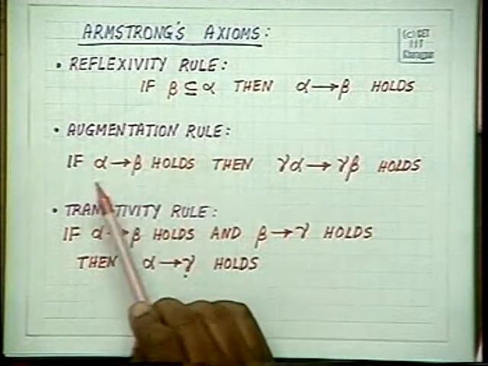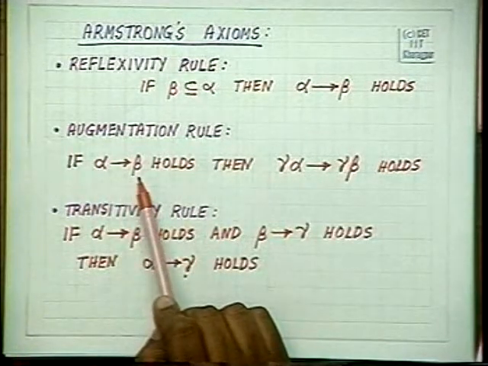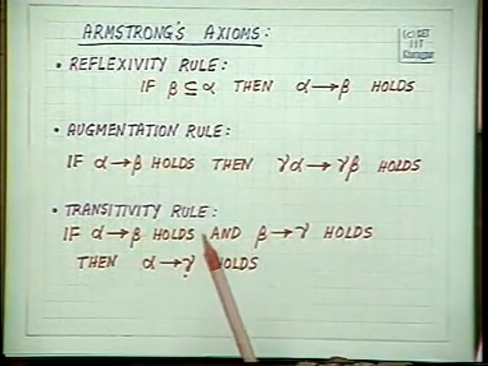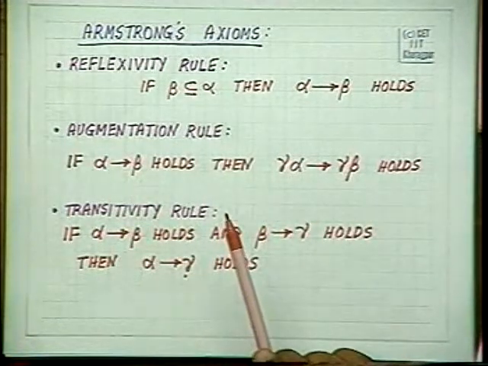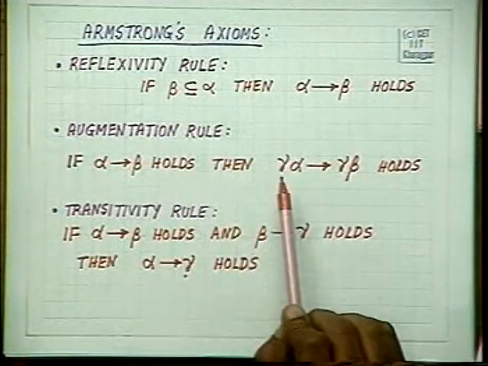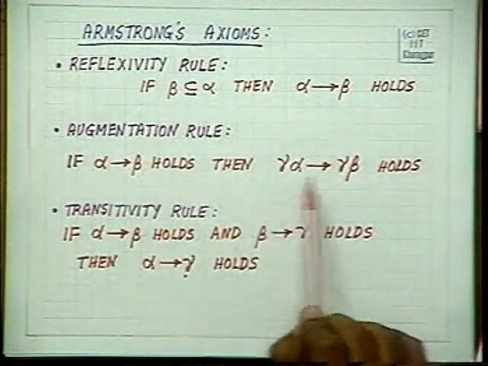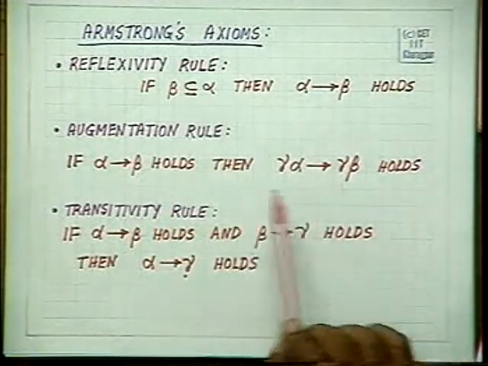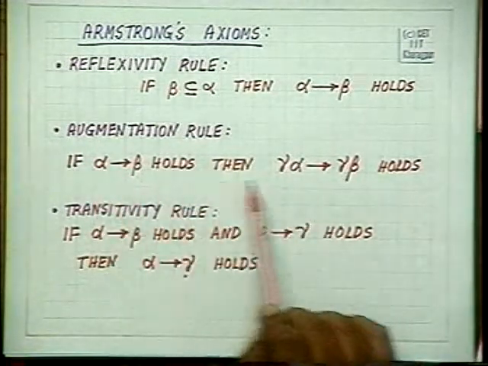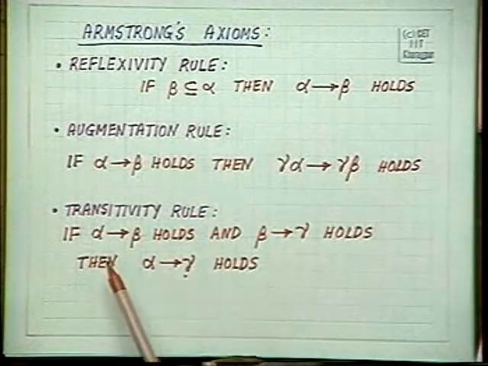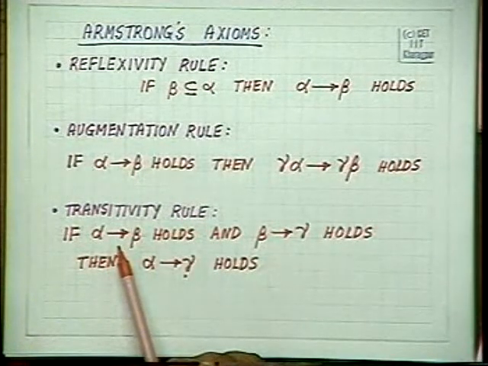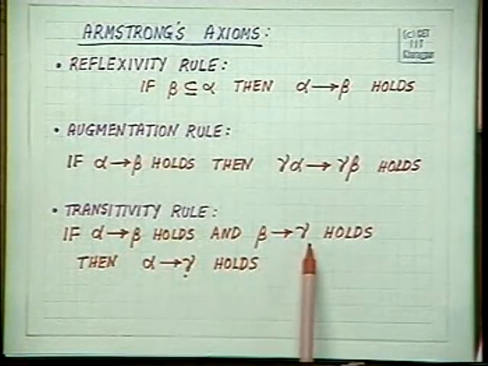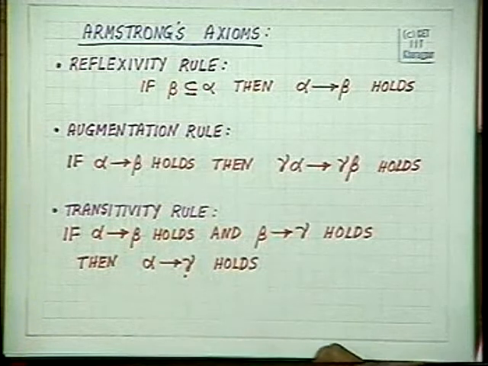The second is, if alpha to beta holds, then gamma alpha to gamma beta holds. That is, you can add the same attribute on both sides, and you can add any number of such attributes, and this also holds. The third is the transitive rule, which we have been using so long. If alpha to beta holds and beta to gamma holds, then alpha to gamma holds.